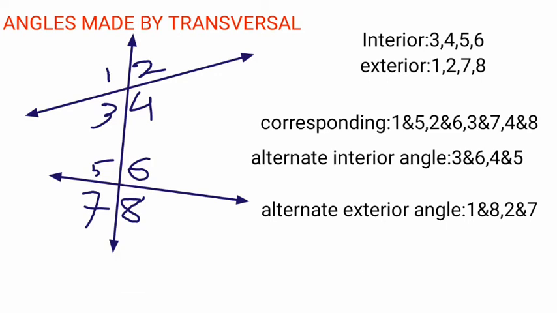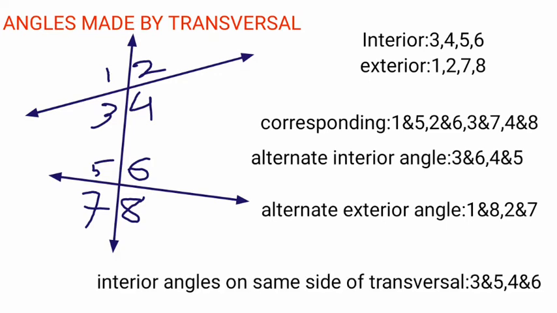Now come to interior angles on the same side of the transversal. Here on the right side there are 2 interior angles, angle 4 and angle 6. And on the left side there are 2 angles, angle 3 and angle 5, which are on the same side of the transversal and also interior angles.